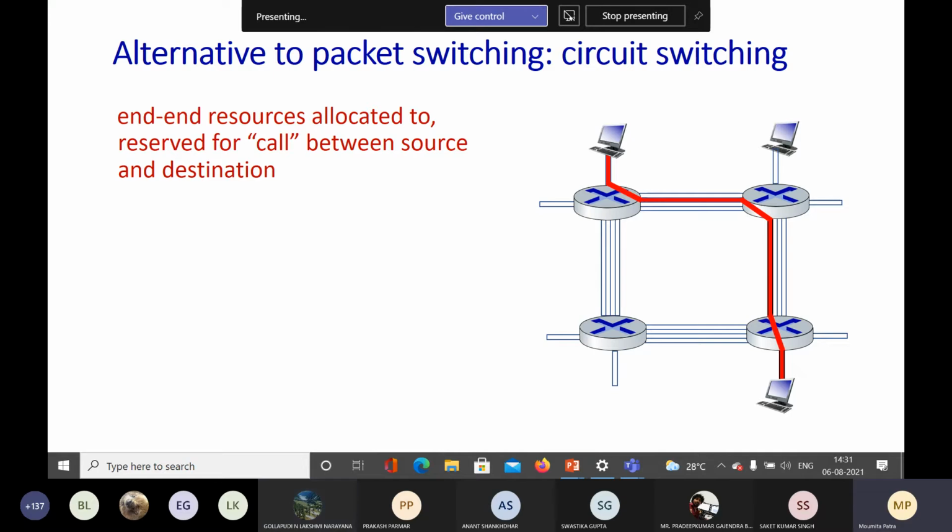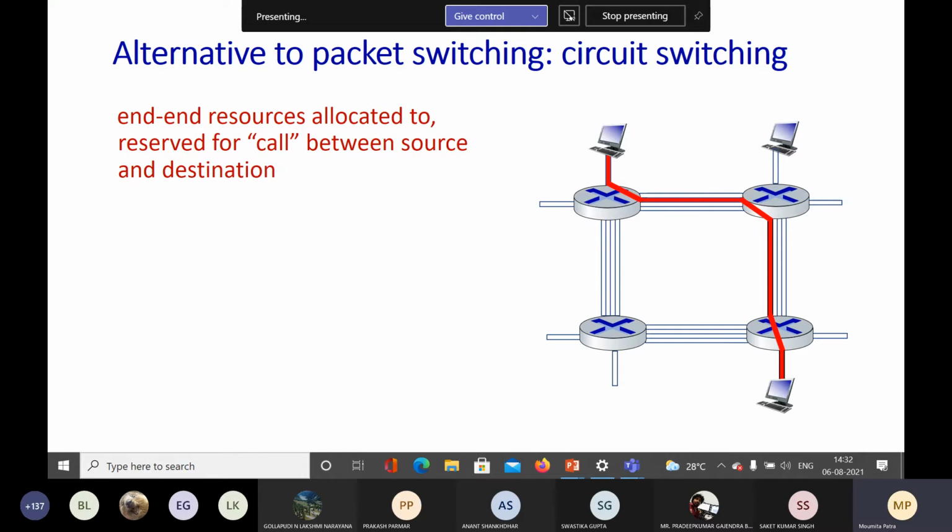All right. So the next topic that we are going to study is circuit switching. Circuit switching is an alternative to the packet switching technique. Now, you can ask me, why should I require such an alternative technique to packet switching? For that, we need to know what the disadvantages of packet switching are. Can anyone tell me what they can be?